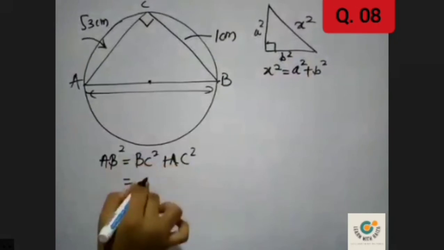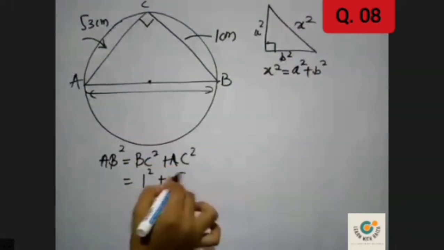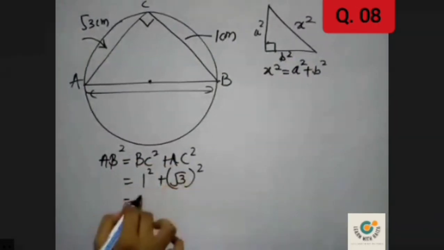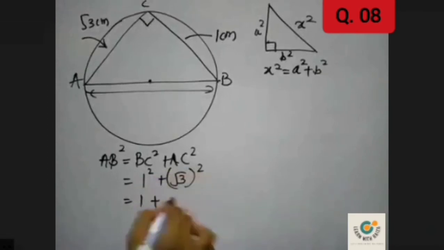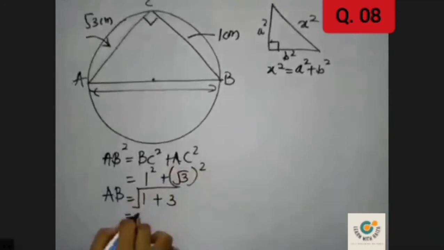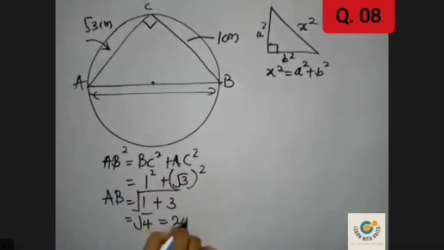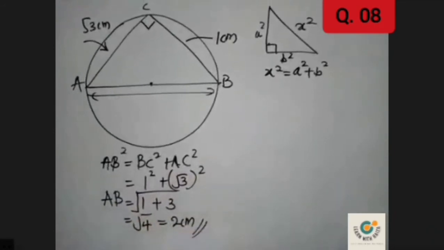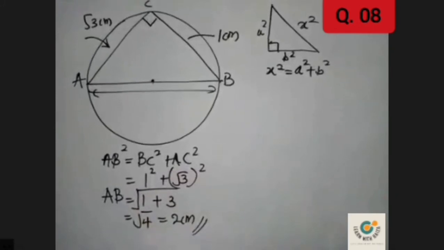So BC squared, I know that it's 1 squared. AC squared is root 3 squared. So 1 into 1 is 1. Root 3 into root 3 is 3. Square root of this is equal to AB. That means square root of 4 is equal to 2 centimeters. AB is equal to 2 centimeters. This is the answer for the question.